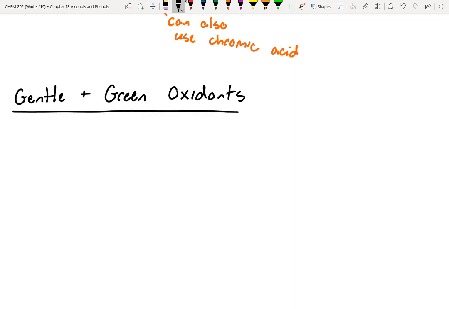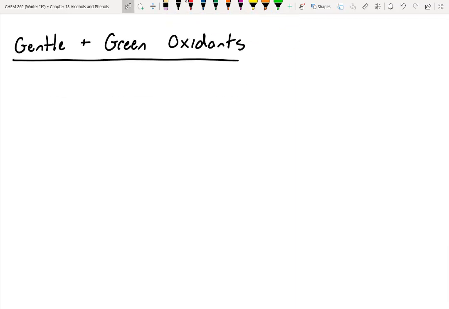Are these gentle green ones, or strong green ones? Yes, I mean, you could pull up a book on oxidizers and probably find 1,200 different mechanisms that will do things. I'm just going to show the most common ones that you'll run into.